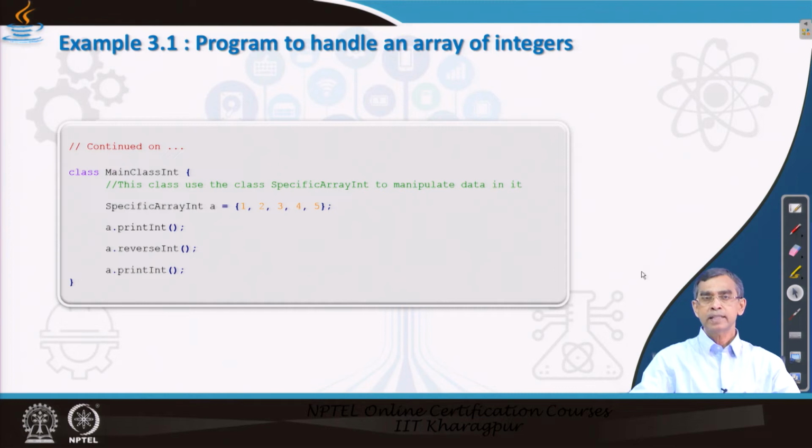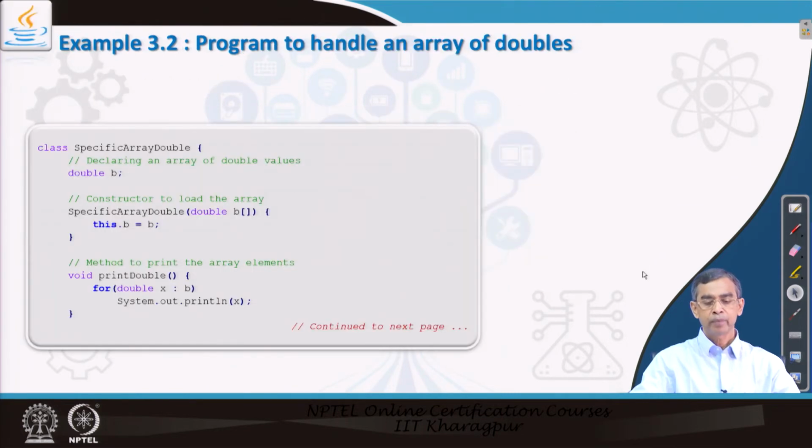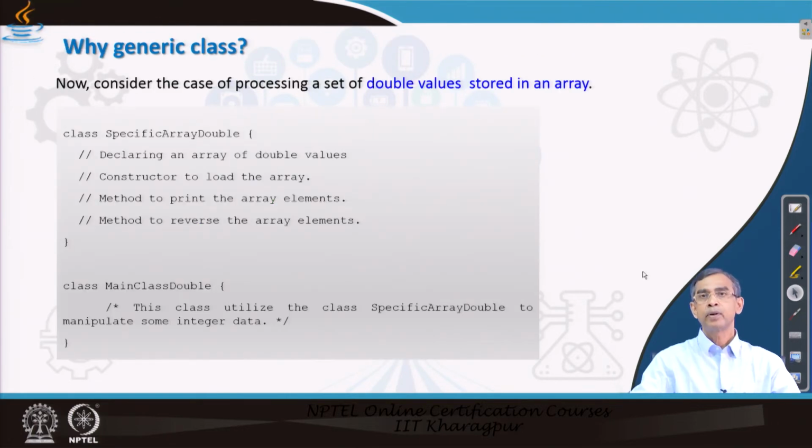If we want to do the same job, but for another type of data, for example, say floating point values, then we can repeat the same program, but only for floating point values. As we see here, the same program structure: declaring an array of float values, initializing the arrays, then a method to print the array elements, and finally reversing, and we can call this method in a main class.